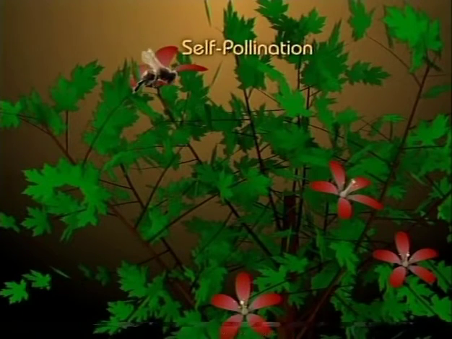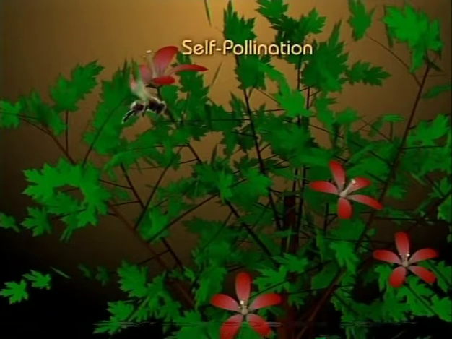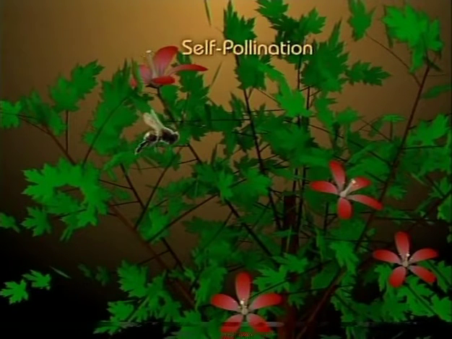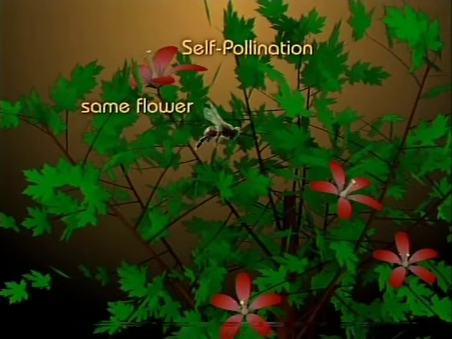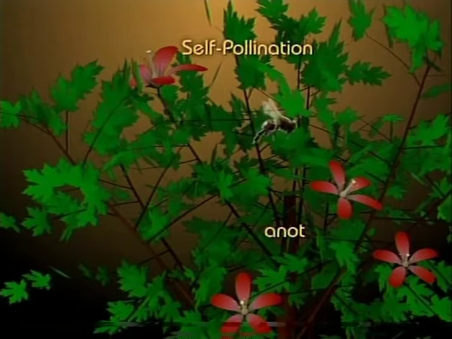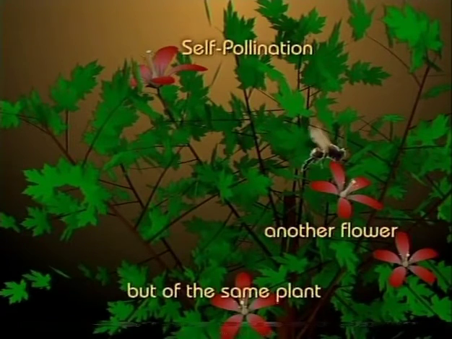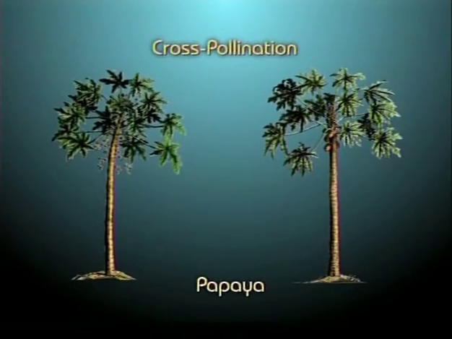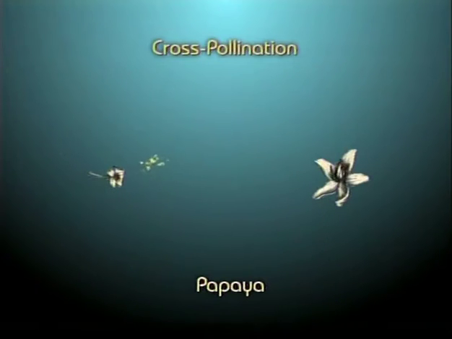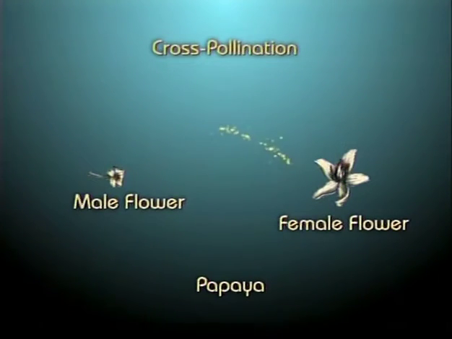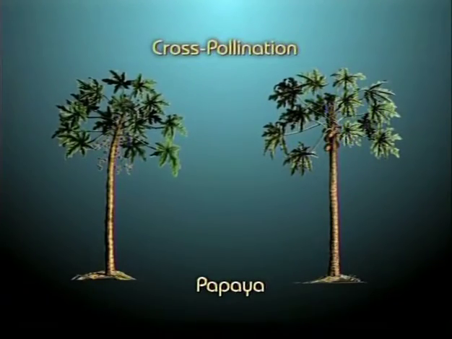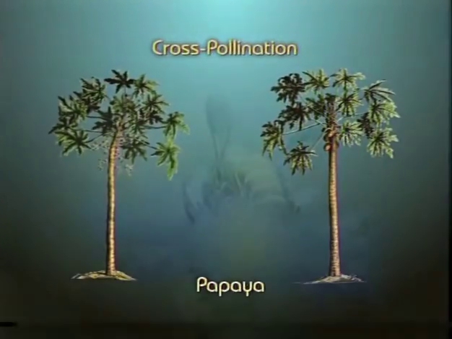Self-pollination involves transfer of the pollen grains from the anther of a flower to the stigma of the same flower, or maybe to another flower but of the same plant. Whereas cross-pollination involves transfer of the pollen grains from the anther of a flower to the stigma of another flower present on another plant but of the same species.